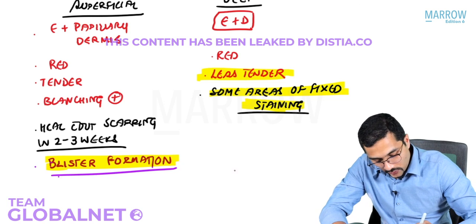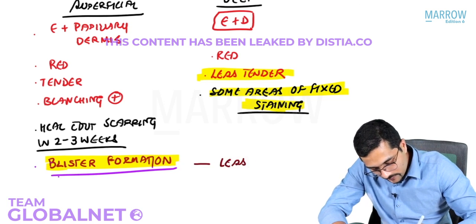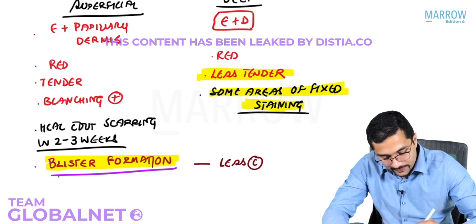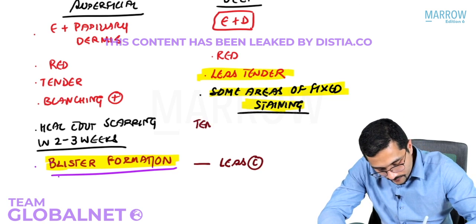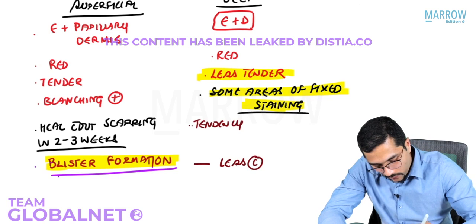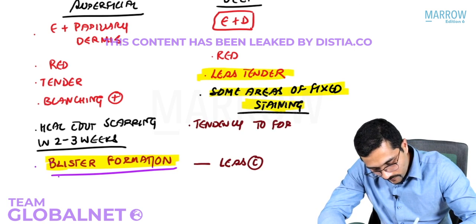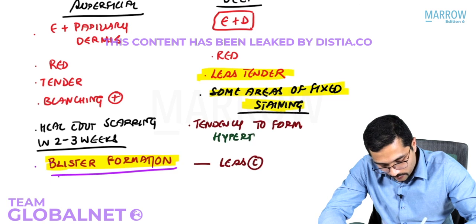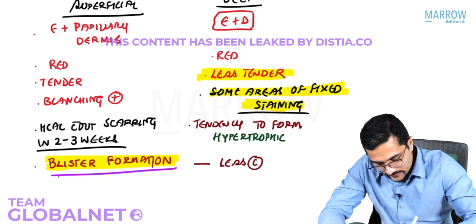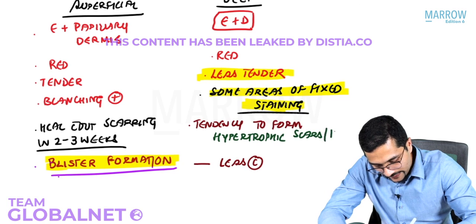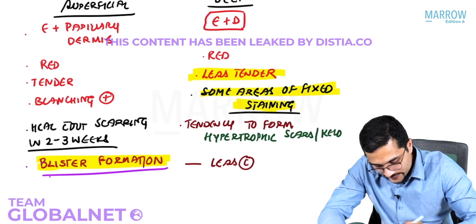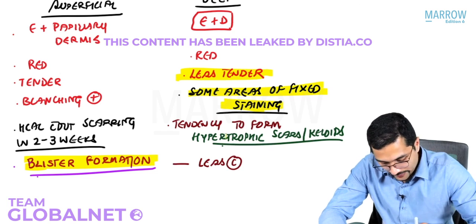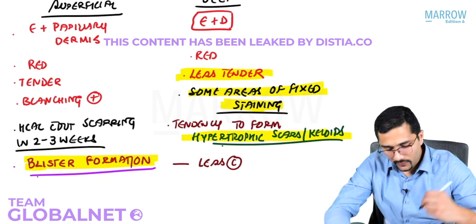Blister formation is also less common. And second degree deep burns have a tendency to form hypertrophic scars and keloids, right? That is why the second degree deep burns have to be managed properly, right? They have to be managed properly.